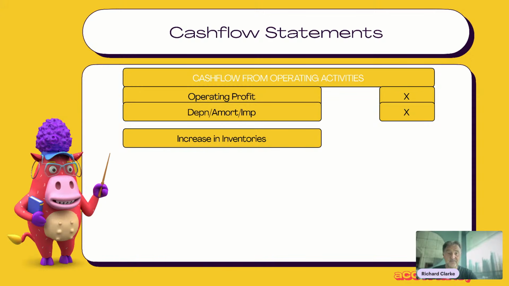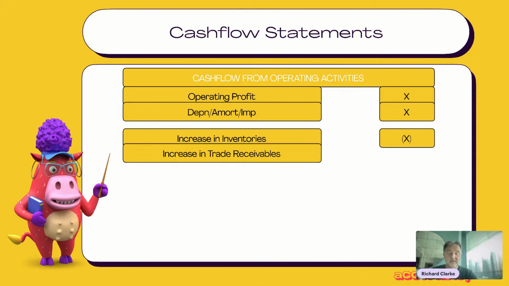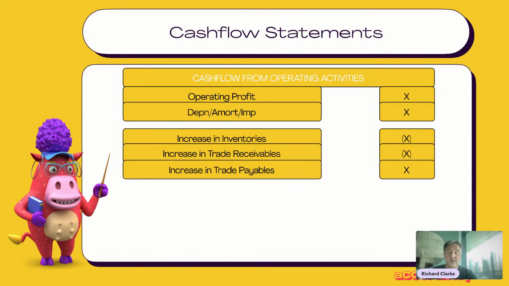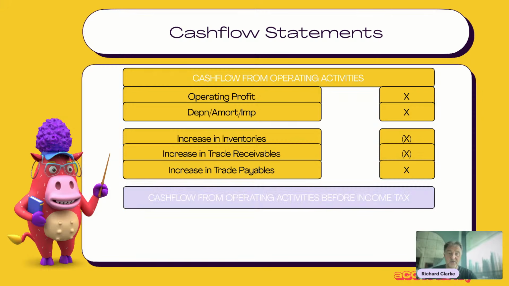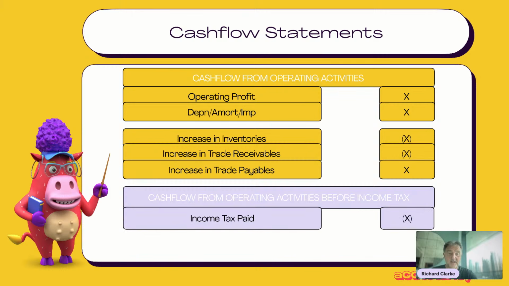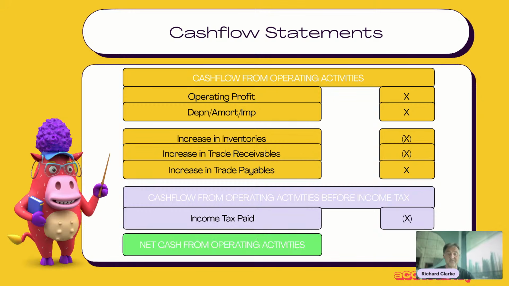Inventories isn't cash. Receivables isn't cash, it's receivable. Payables isn't cash, it's payable, not paid. So you put all those in, and then you'll get to your cash flow from operating activities before income tax. So guess what comes next? You're right, income tax, and the income tax paid. Then you've got your final figure, net cash from operating activities. That's the first of the three parts of a cash flow statement.